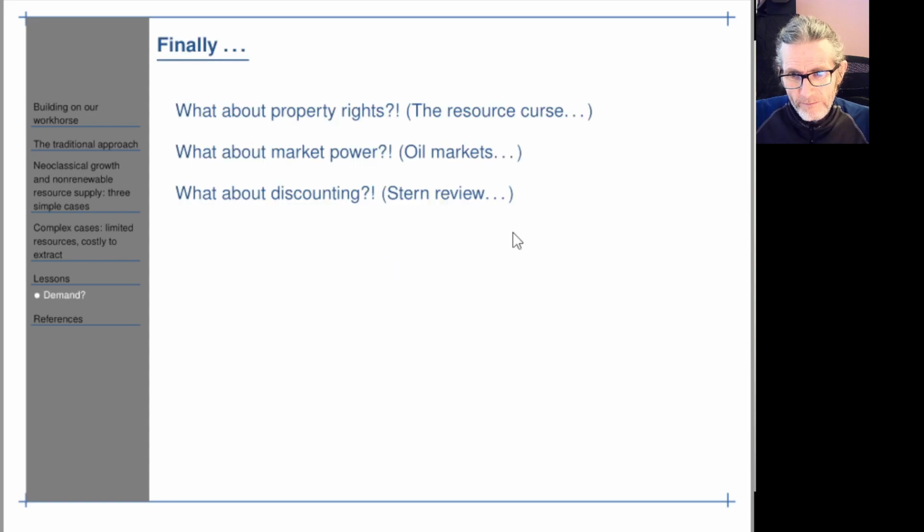Okay, and that's it for non-renewable resource extraction, and I think now it's just pollution left for my part of the course.